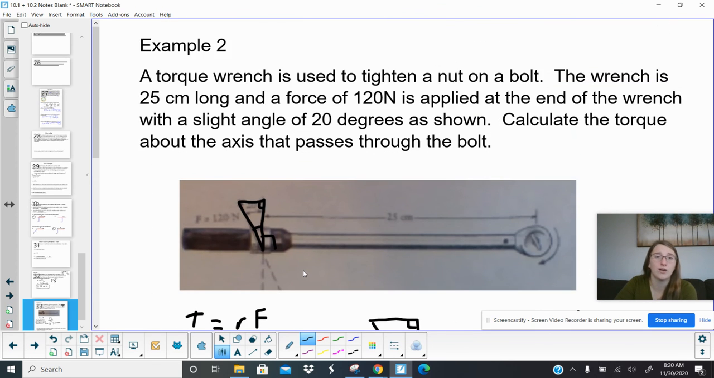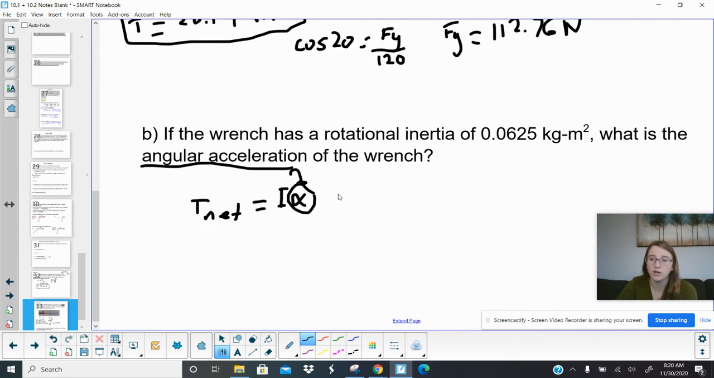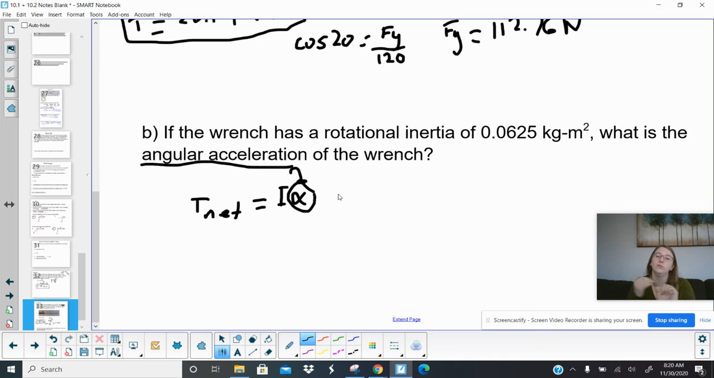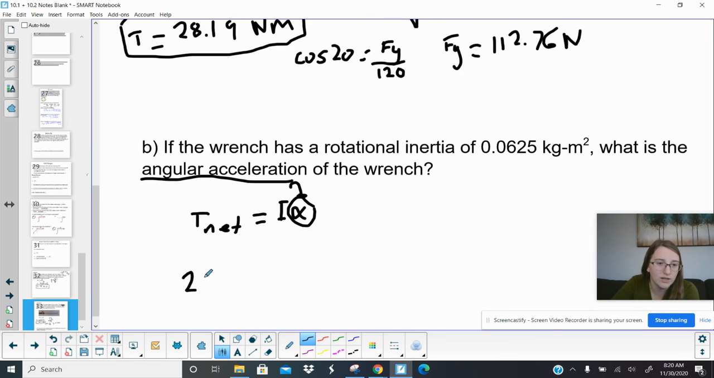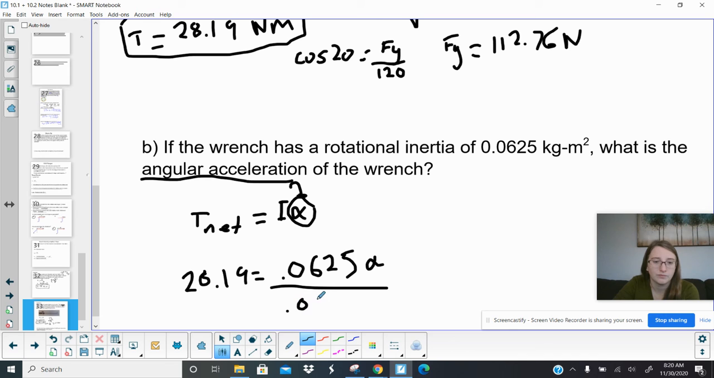Okay, so I kind of made the assumption that this is the net torque. Again, there are friction forces involved, which cause torque in the opposite direction. We're going to ignore that for right now. So the torque is 28.19. The rotational inertia, based on the mass of this as well as the length of it, is 0.0625. We are trying to find alpha. They already calculated the rotational inertia for us. If they gave us the mass of this object, we would need to calculate that ourselves, because again, this is mass times the length squared.